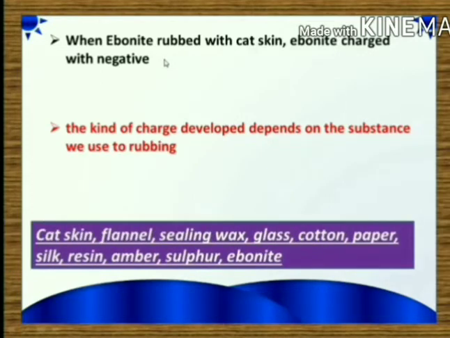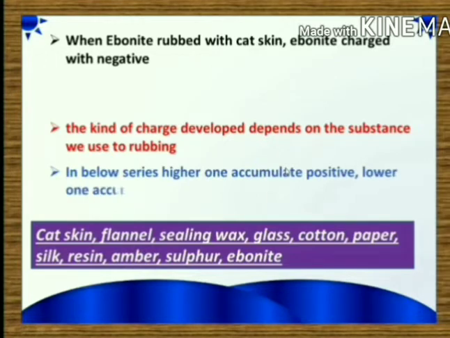See here, this is the series: cat skin, flannel, sealing wax, glass, cotton, paper, silk, resin, amber, sulfur, ebonite. This is the series of materials in which the first, or higher, material accumulates positive charge and the lower one acquires negative charge. Very simple example: when cat skin is rubbed with glass, cat skin is first and glass is second, so cat skin acquires positive charge and glass acquires negative charge.